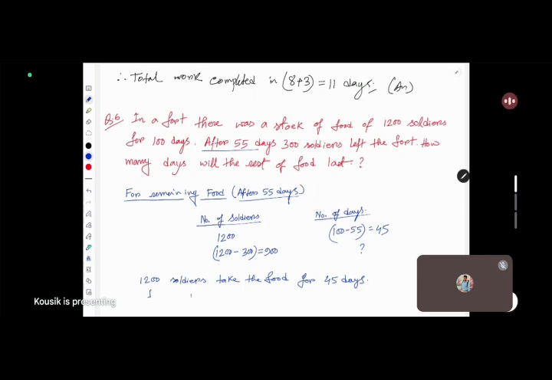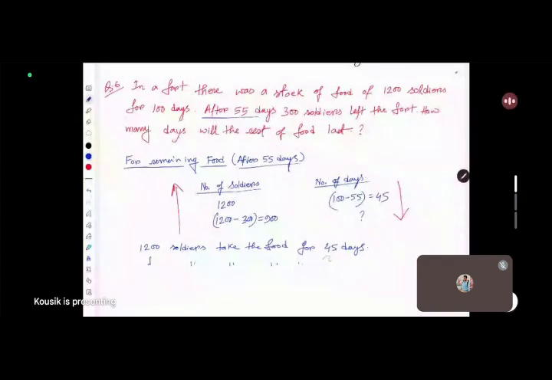So for 1 soldier, should we divide or multiply? Multiply. Right, because the amount of food is fixed. The total food changed until 55 days, but at that moment, after 55 days, the food is fixed. Now the change happens in the number of soldiers.